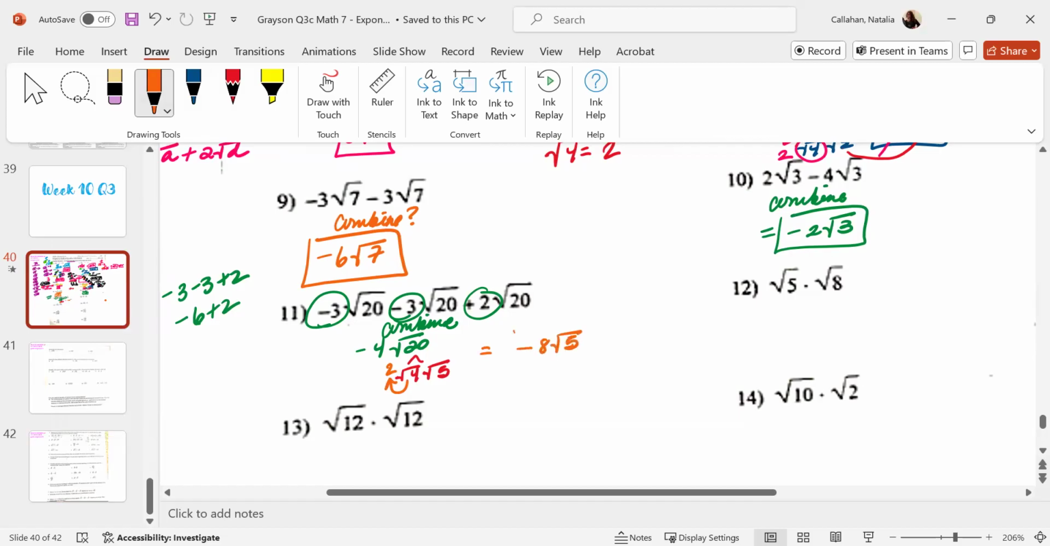When you get the answer, let me know. Okay, so that concludes the adding and subtracting part, right?